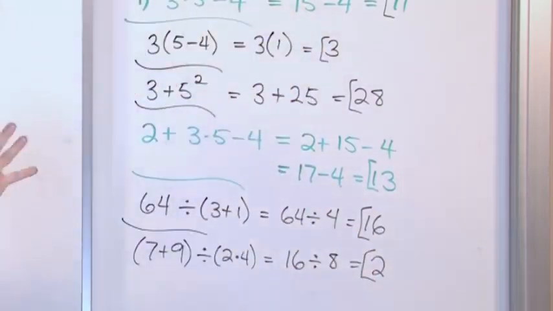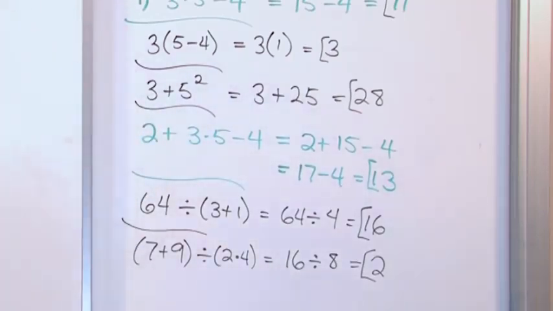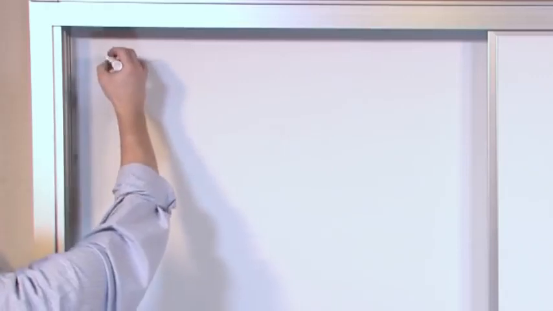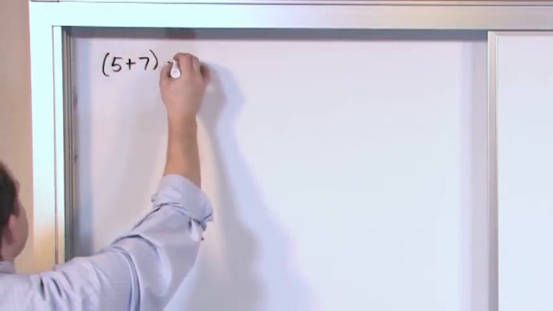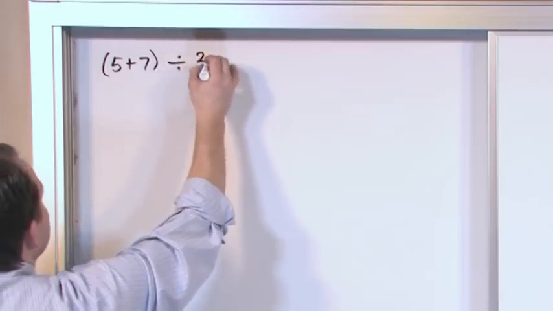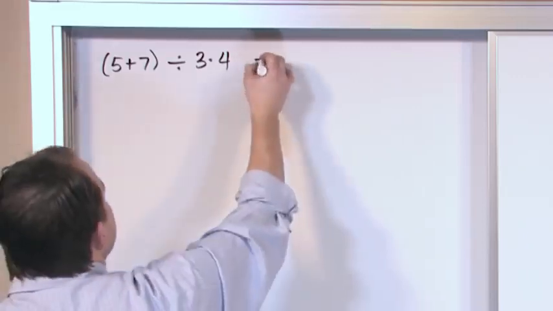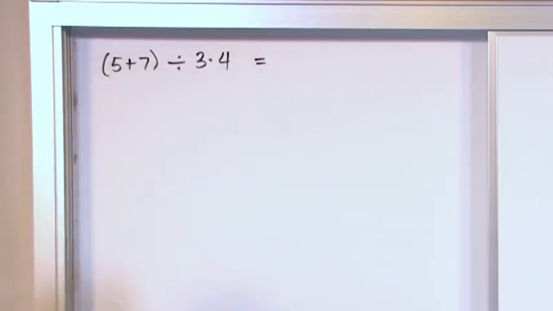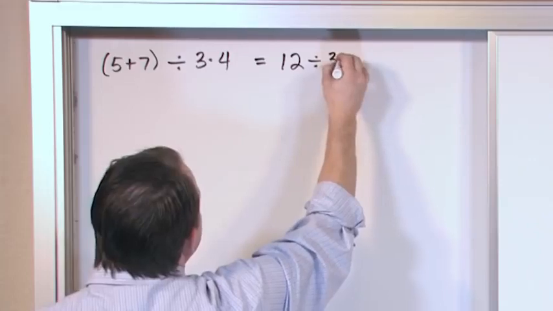Now what we're going to do is erase the board and do a couple more quick examples involving order of operations to wrap this section up. Okay, what if we have (5 + 7) divided by 3 times 4? The first thing we do is look for parentheses. We have parentheses, so we do that first. 5 plus 7 gives us 12. We just write a 12, and we carry the rest of the problem along for the ride.